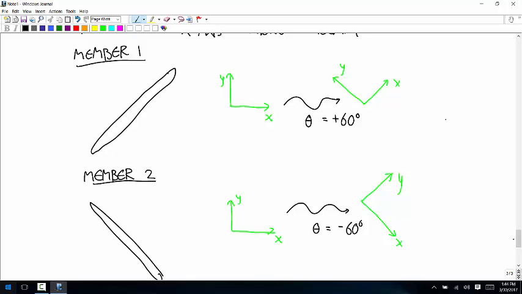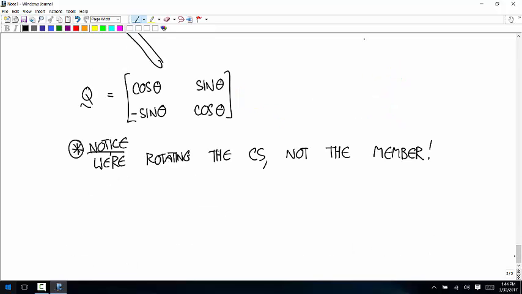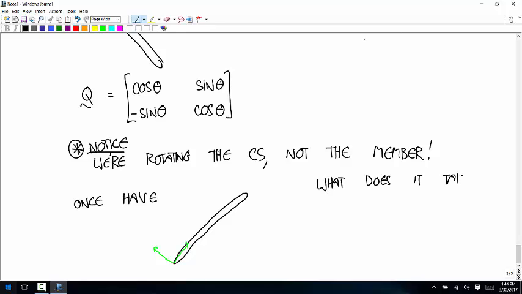Then once you've rotated that coordinate system, what does it take? Okay, so once you have, let's say, your member like that and your coordinate system like that, what does it take to go to what we're used to calculating, the horizontal member with the coordinate system like this?